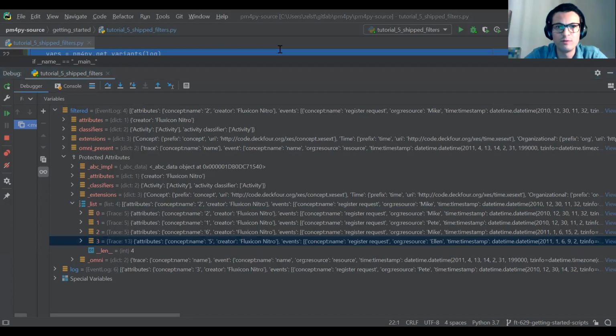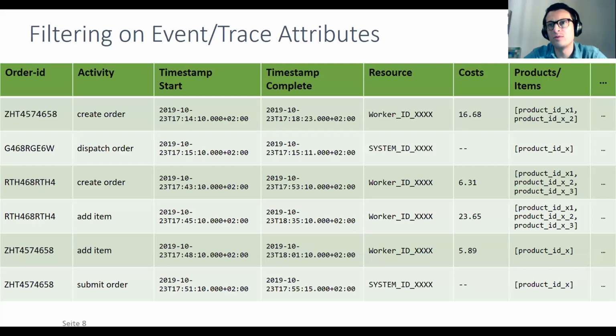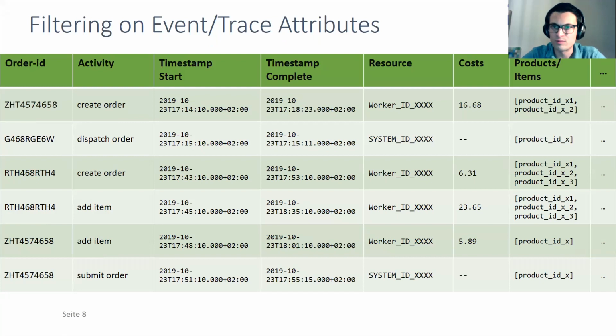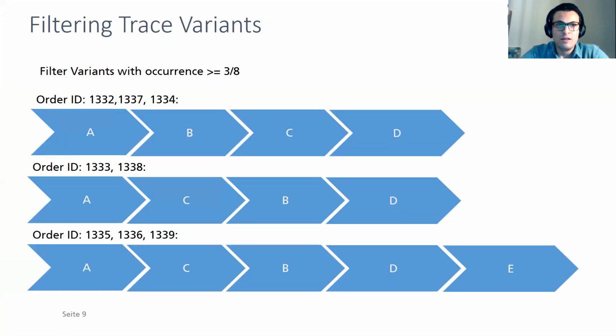So those were a few very simple examples that show you how you can filter on attributes, both on the event level and on the trace level. And obviously, you can basically go crazy on these filters. Then I've already been talking before about variants, and now I'm coming back to that concept, the concept of trace variants, because we can also filter on trace variants.